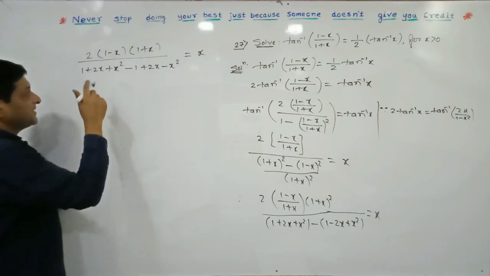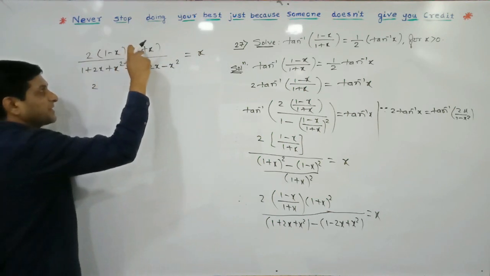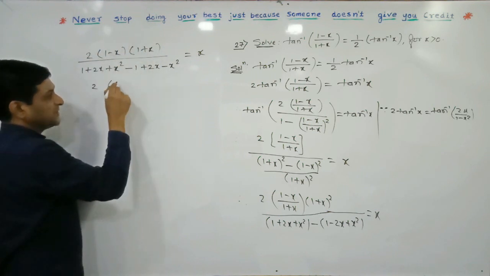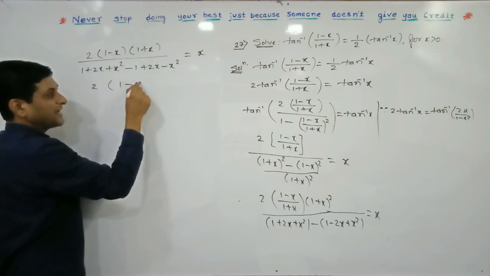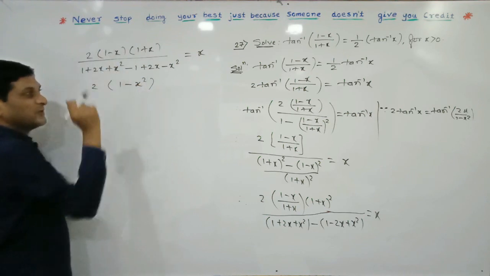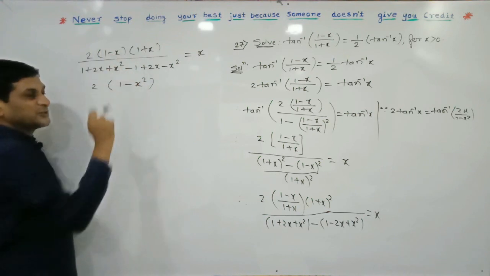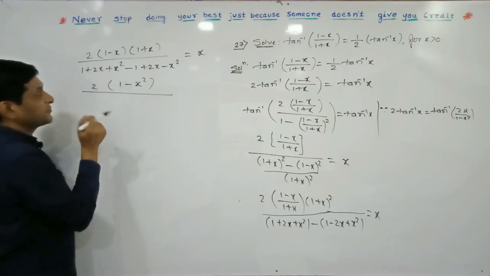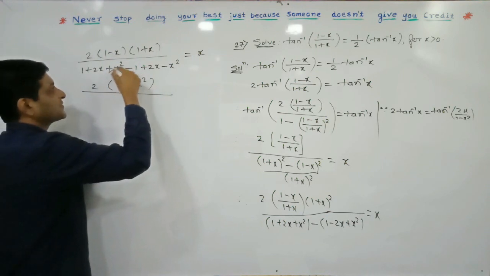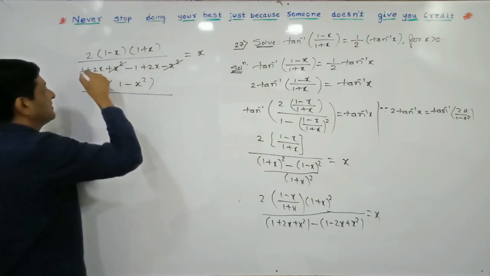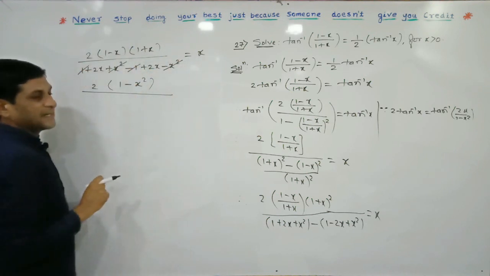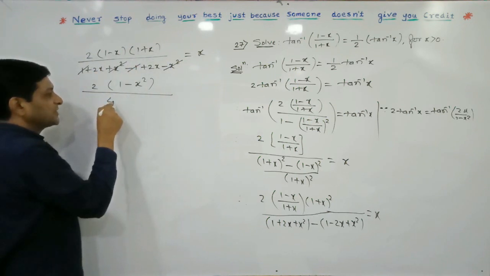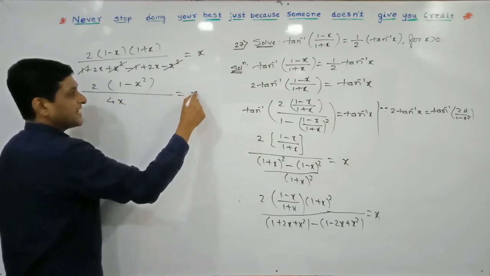In the numerator, 2 keep it as it is. What is the product of these two brackets? It is in the form of (a minus b) into (a plus b). Its product is a square minus b square. A square means square of 1 is 1, minus b square means square of x is x square. Now check the denominator, check which terms will get cancelled here. Here x square and minus x square, plus 1 and minus 1 will get cancelled. Now observe the remaining terms. 2x plus 2x will be equal to what? 4x. On this side x keep it as it is.